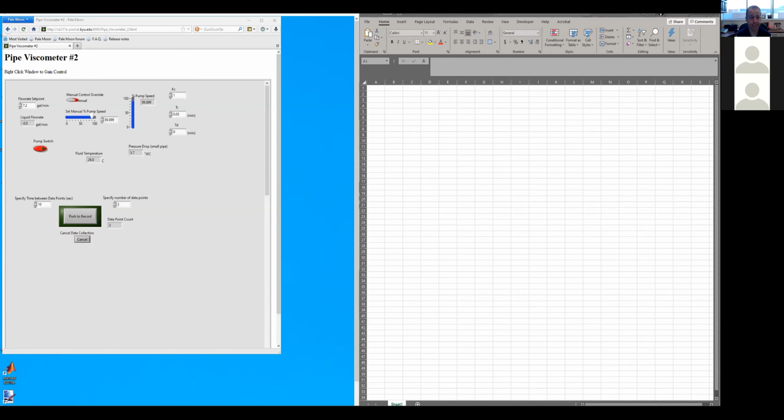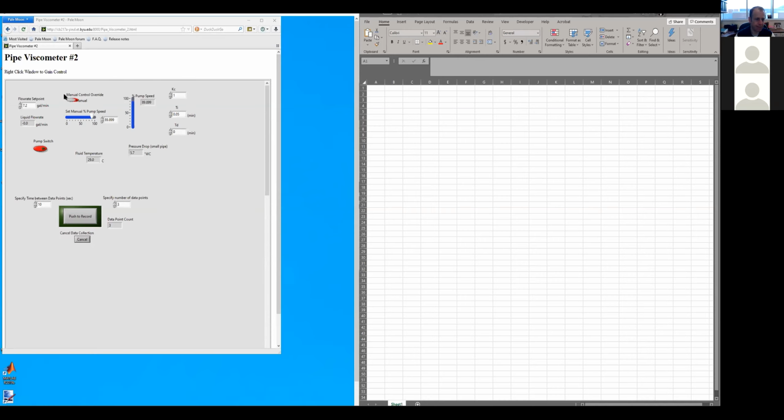Okay, stats. That is our big goal today. And we're going to motivate this by, I think you see the pipe viscometer, the control panel on your screen. I'm going to turn it on and we're just going to generate some real-time data.